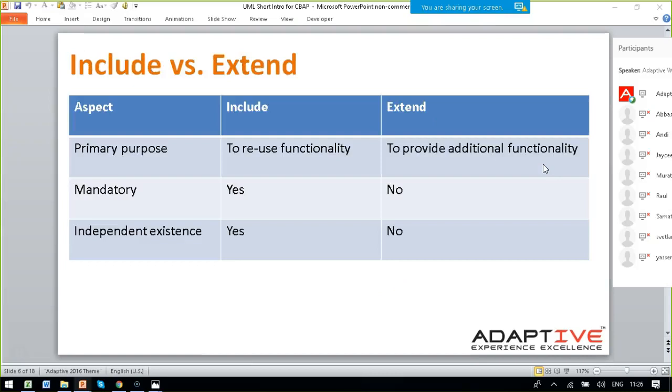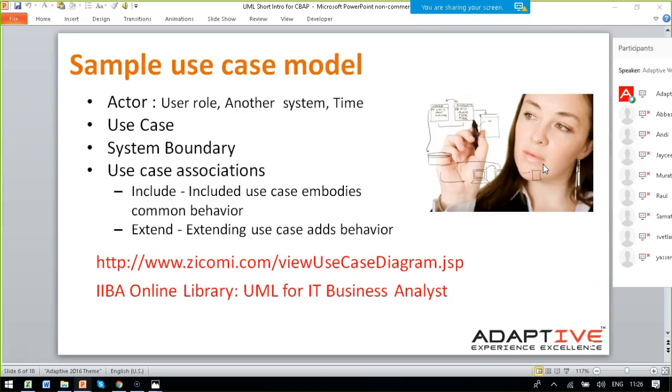So this, I think I will put it in the drive as well. And I have given a couple of readings. I really like this book by Howard, which is UML for IT Business Analyst. Because when I started my career as an IT Business Analyst, I didn't have to go through UML because I was mostly working as an ERP analyst. And in the ERP world, we typically don't use UML. UML is mostly in the app dev world.